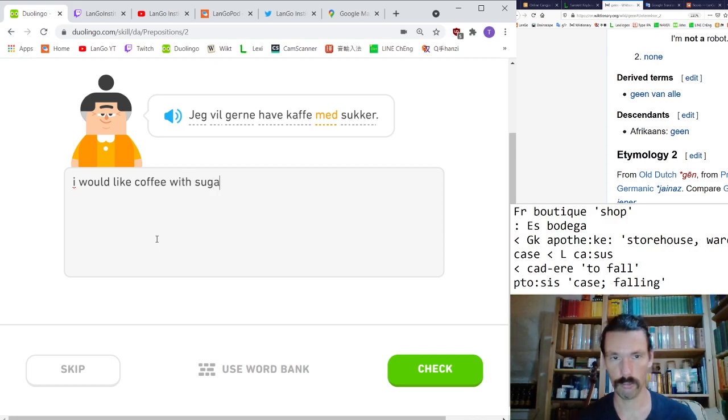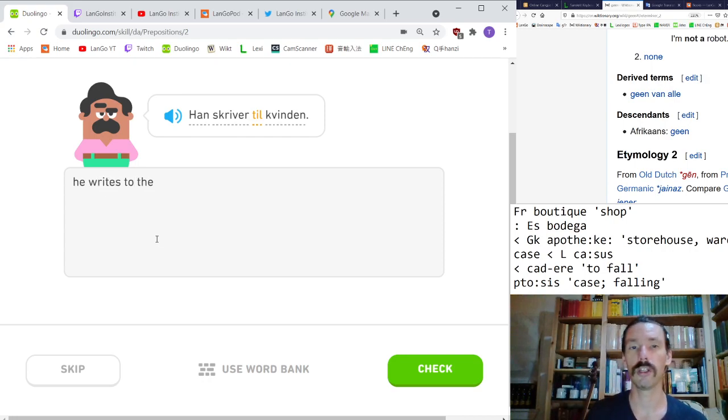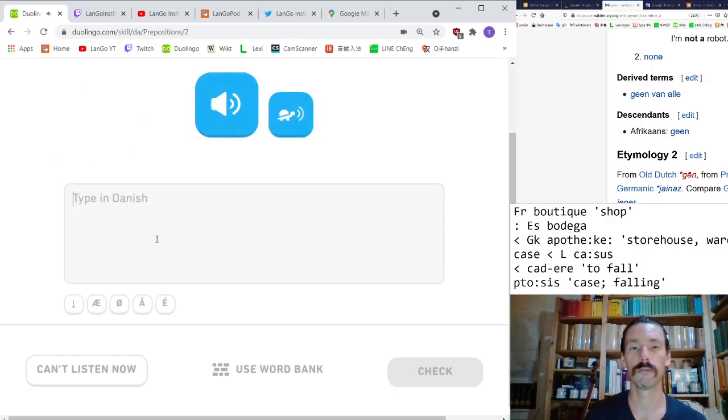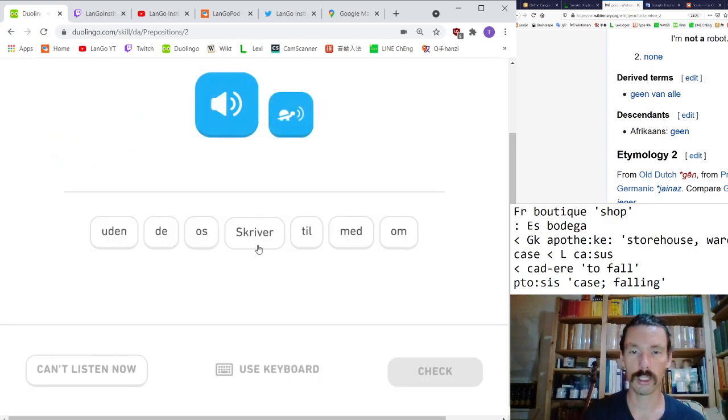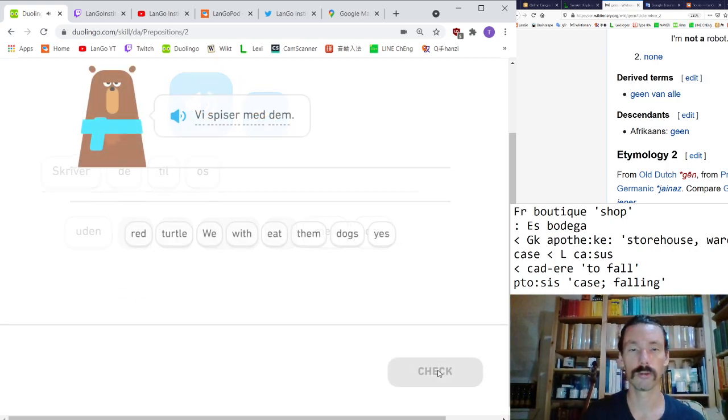Han skriver til kvinden. He writes. Til, to. Kvinden is definite. The woman. Skriver de til os? Skriver de. Okay, I don't know this last word. Skriver de til os. Til os. To us. Skriver de til os? Version, write they to us. Are they writing us?